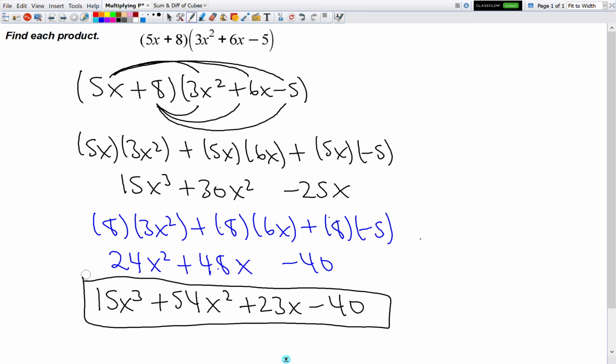Okay, so a lot of writing, I know, and you can do some of this stuff in your head. Like if you can multiply 5x times 3x squared in your head and get to 15x to the third, that's faster. And if you practice doing that stuff in your head, then you actually can get pretty quick. So proceed at your own pace, I guess is what I'm going to say.